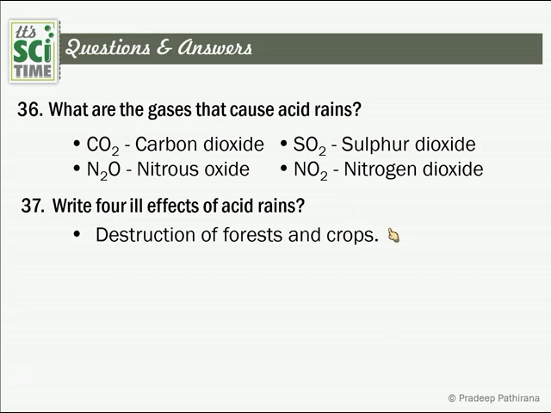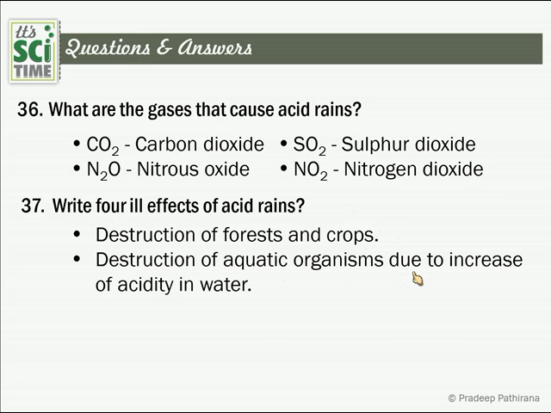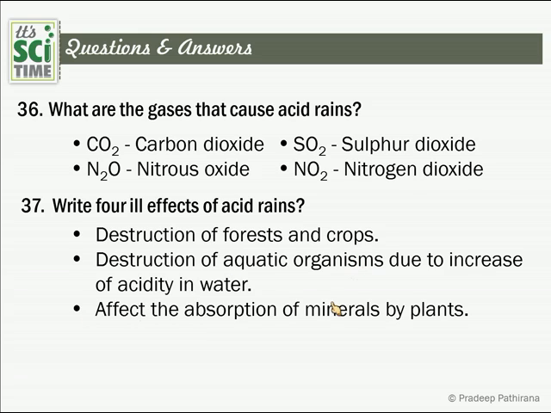Destruction of forest and crops. Destruction of aquatic organisms due to increase of the acidity, or the pH value decreases in water. That's harmful to the organisms. Affects the absorption of minerals by the plants, and therefore plants will die.